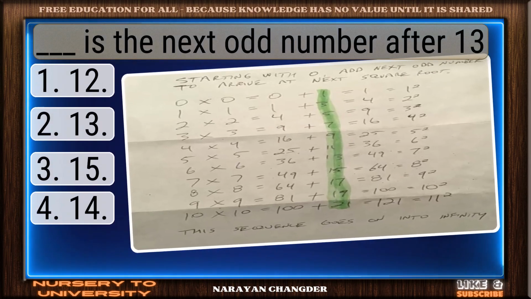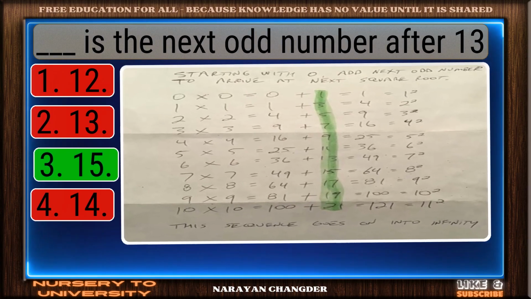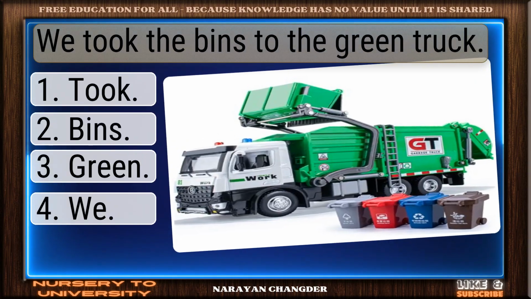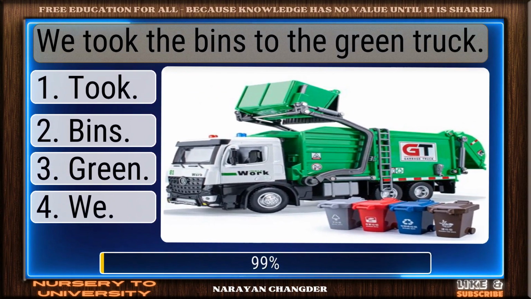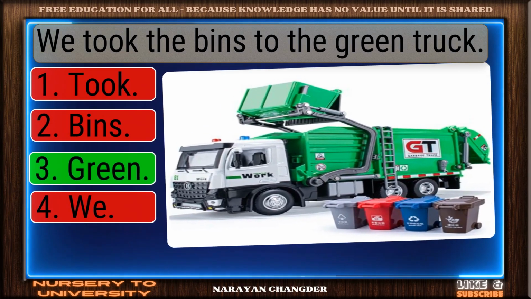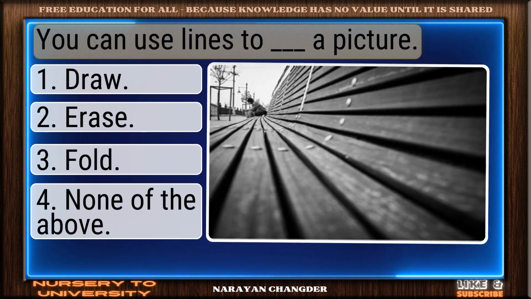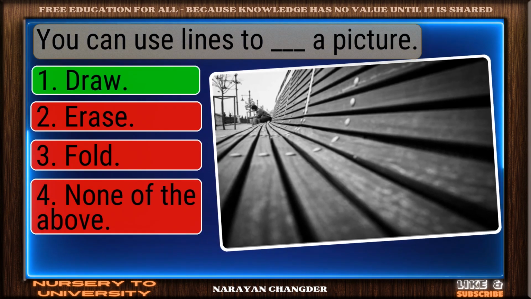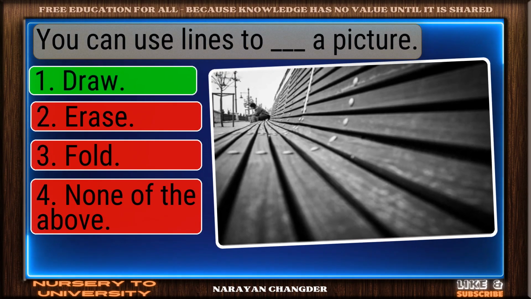Dash is the next odd number after 13. Great job. 15 is the accurate answer. We took the bins to the green truck. You chose green, and it is correct. You can use lines to dash a picture. Nice selection. Draw is the correct and valid answer.